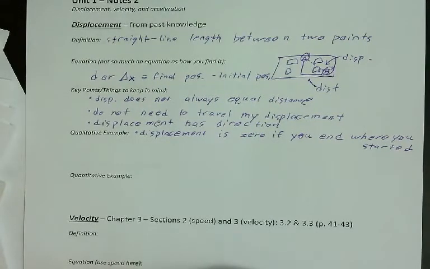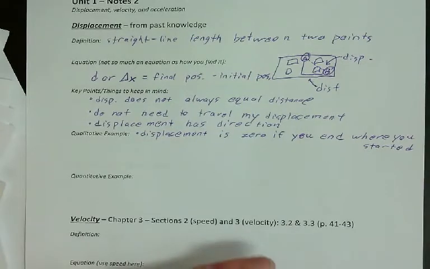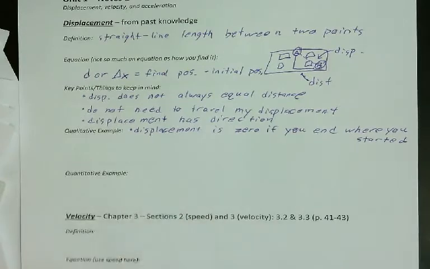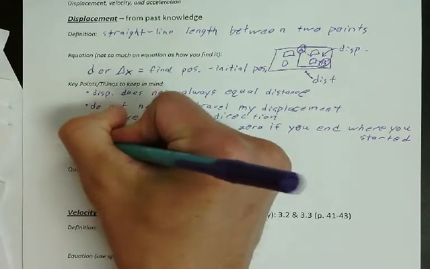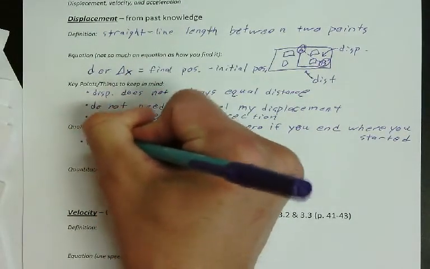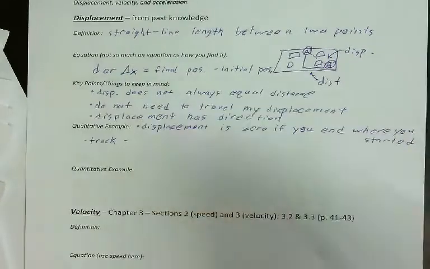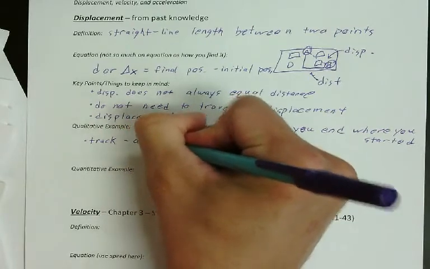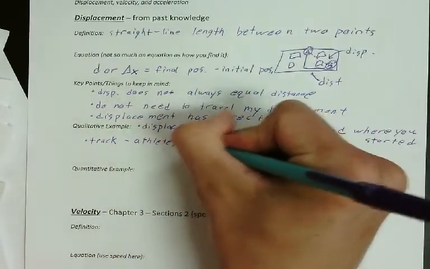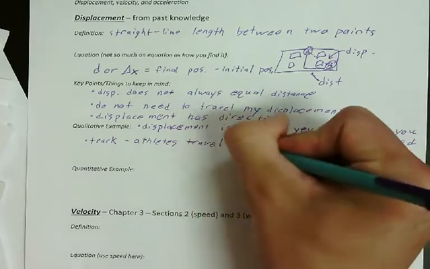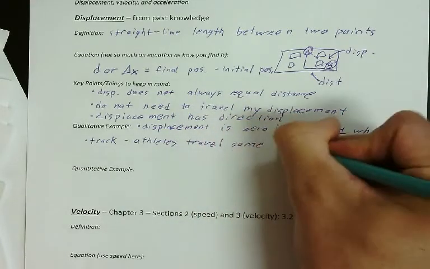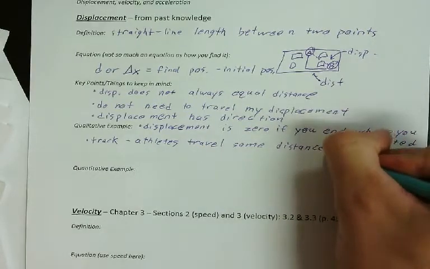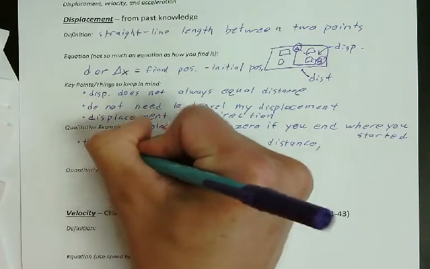So then I get to my qualitative example. Okay, so I need an example to explain things. Okay, I'm going to explain track because there's an Olympics going on. So in track, the athletes travel the same distance. Not the same displacement.